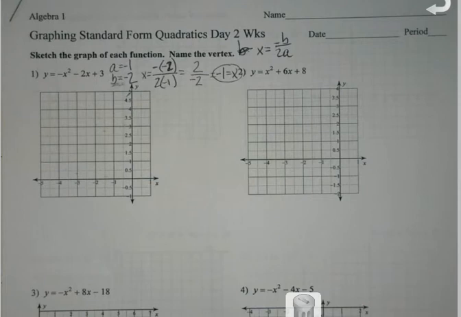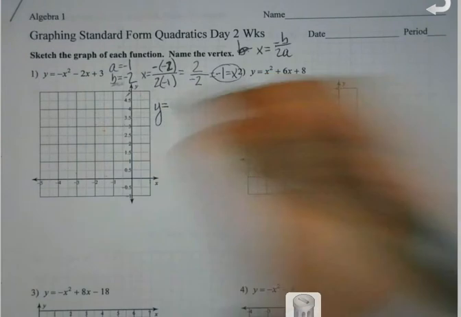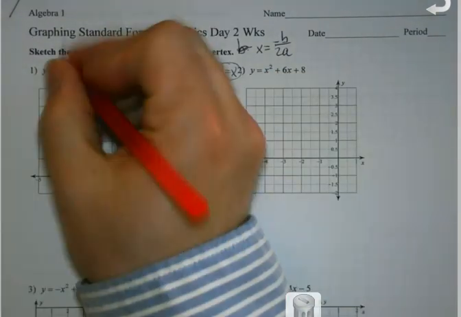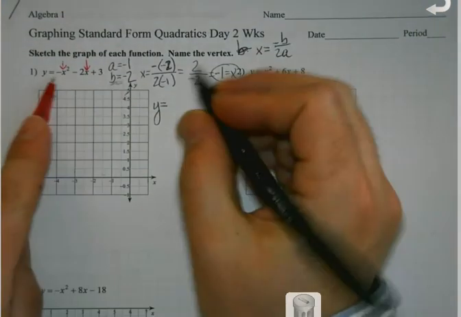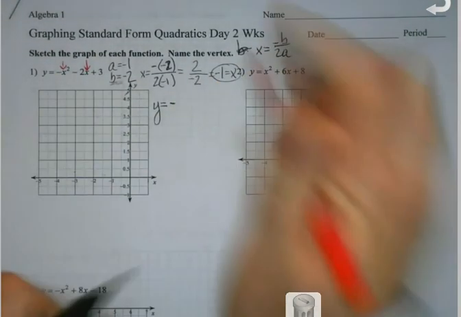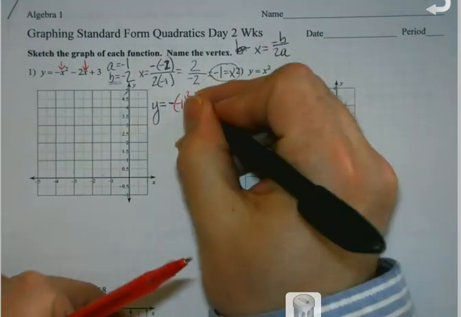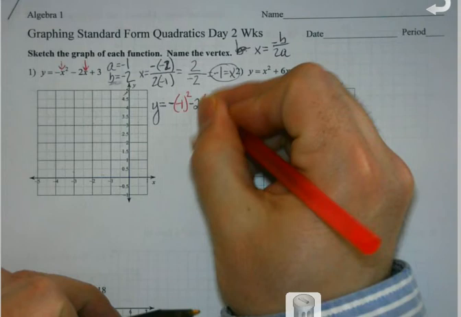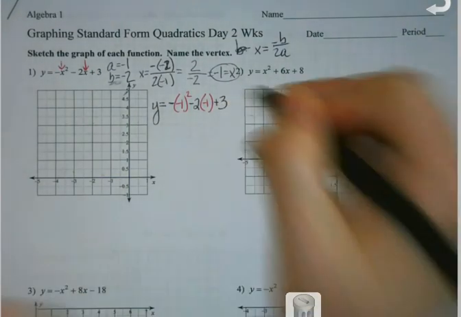But remember, a vertex isn't just an x value. It's x and y. So to get the y, I have one more step to do. Then I can do the rest pretty straightforward. To get y, I'm going to plug that x value I just found into these spots. So that negative's there, I have to keep it. And then I'll do my negative 1 squared minus 2 times negative 1 plus 3.